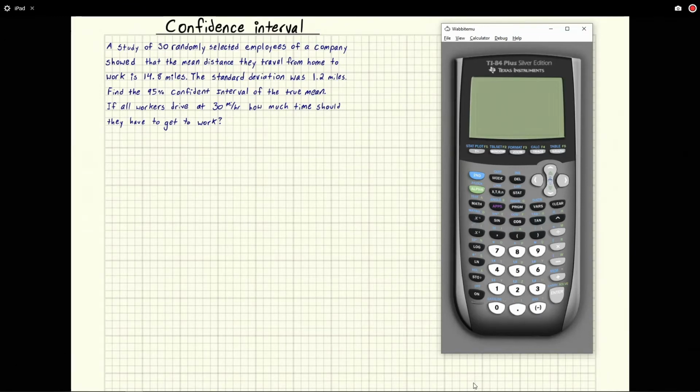Eric Burgess here, and today we've been asked about confidence intervals. In this video, we're going to cover the Z and T, how to tell if the confidence interval that we're looking for is a T confidence interval or a Z confidence interval. Then we're going to do the confidence interval.